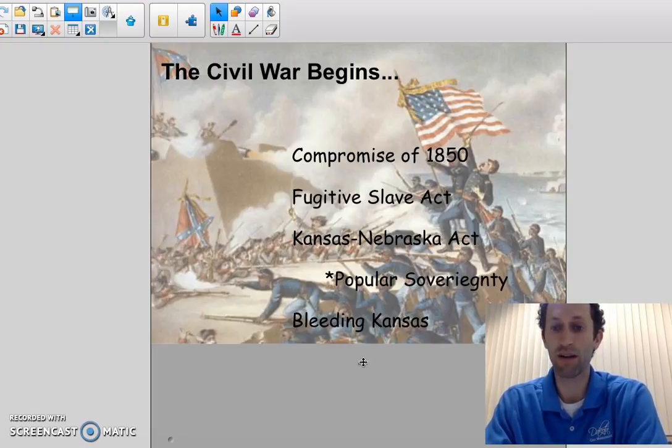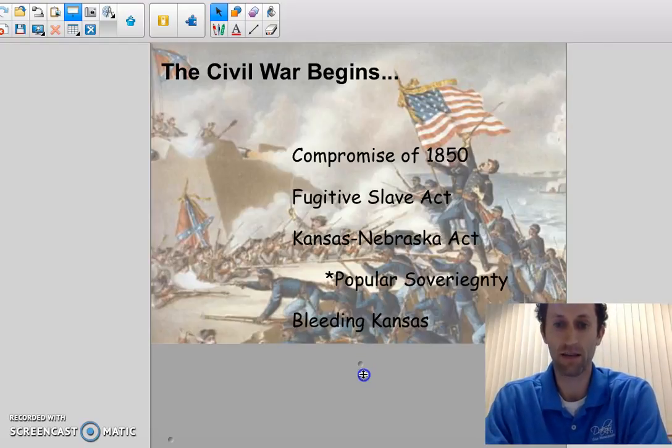We even had John Brown and his sons retaliating against a pro-slavery city, killing 5 people at Pottawatomie Creek in retaliation for a pro-slavery group attacking the town of Lawrence, Kansas, which was anti-slavery. All right? That went on for about 2 years.